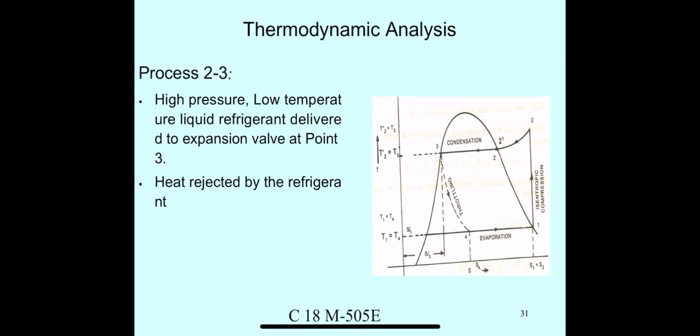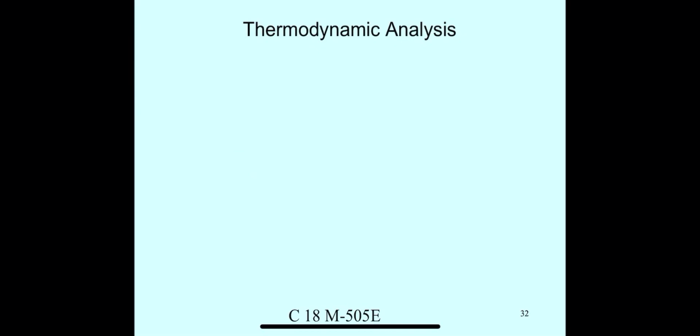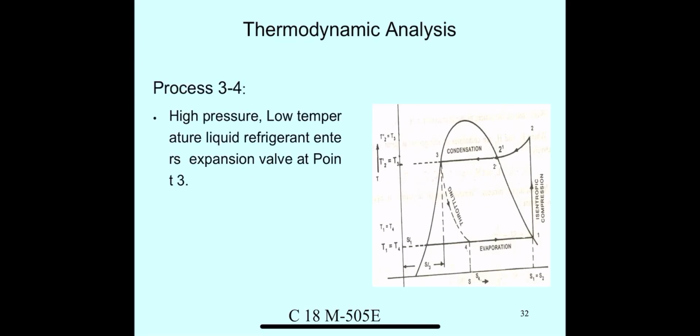Heat rejected by the refrigerant is H2 minus H3. Heat gained by the cooling medium is m C delta T. The high pressure, low temperature liquid refrigerant is delivered to the expansion valve at point 3. Here, heat rejected by the refrigerant equals H2 minus H3, and heat gained by the cooling medium equals m Cp delta T.